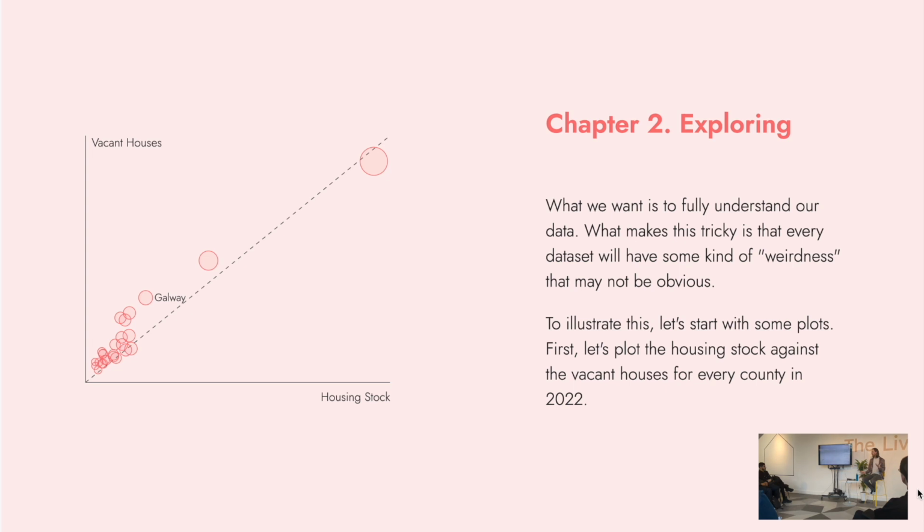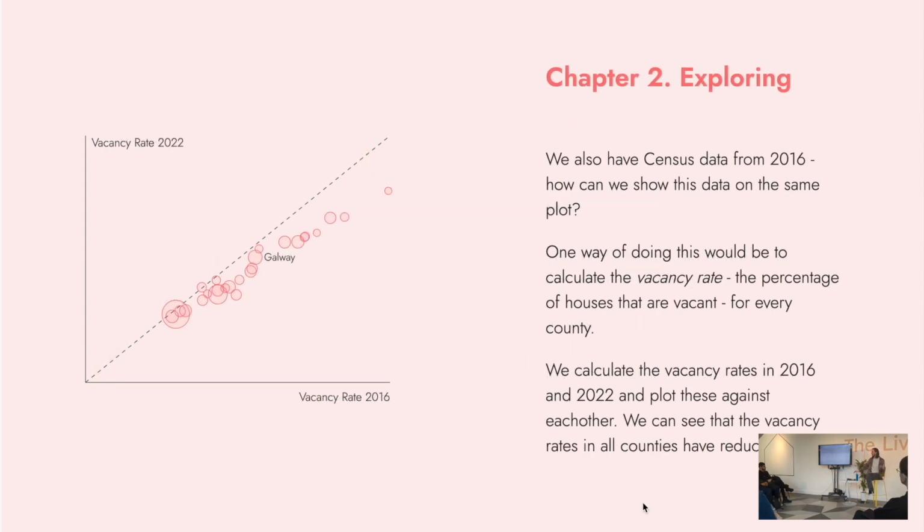So the next question we might ask is, I want to bring in the 2016 data as well onto this one plot. How can I have it all come here? Earlier I mentioned the vacancy rate, so we can divide the housing stock by the vacancy. That would be one number for 2022, and then we can do the same calculation for 2016. This is just rearranging those circles, where we now have plotted the vacancy rate for 2016 on the x-axis and the vacancy rate for 2022 on the y-axis. What this line means is that all the counties have a vacancy rate that's lower in 2022 than they do in 2016. So for every county in Ireland, the vacancy rate has gone down.